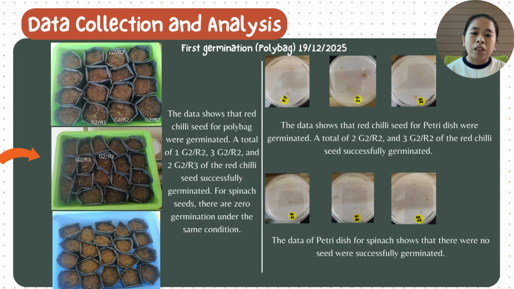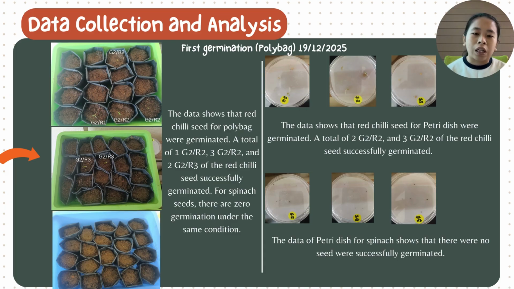The next is December 19, 2025. It shows the first germination of the red chili in the polybag. The data shows that the red chili seeds in the polybag germinated. A total of 1 G2R2, 3 G2R2, and 2 G2R3 red chili seeds successfully germinated, while for the spinach seeds there is zero germination under the same conditions.